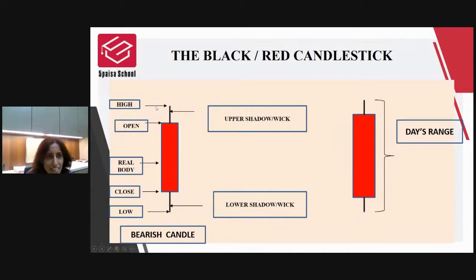This again is showing the highest price for the day. This shows the lowest traded price for the day. And of course, these are the upper shadow and the lower shadow. This gives the day's range, that is the difference between the highest traded price and the lowest traded price. So it can either be black or red, indicating a bearish sentiment on that particular day.